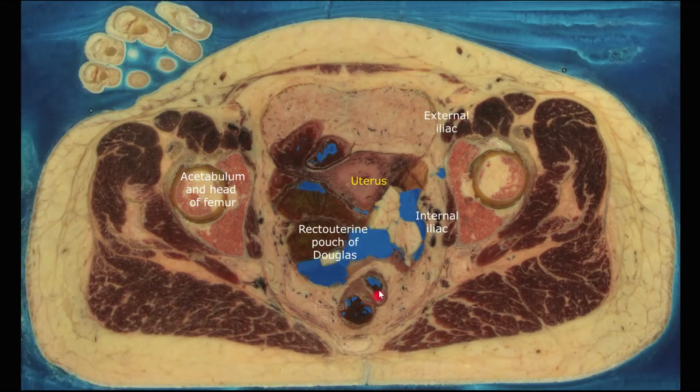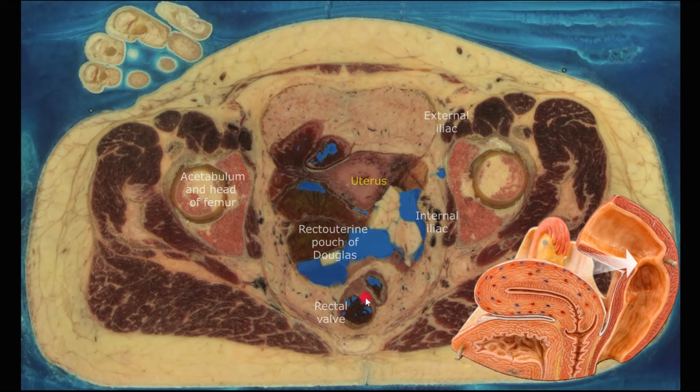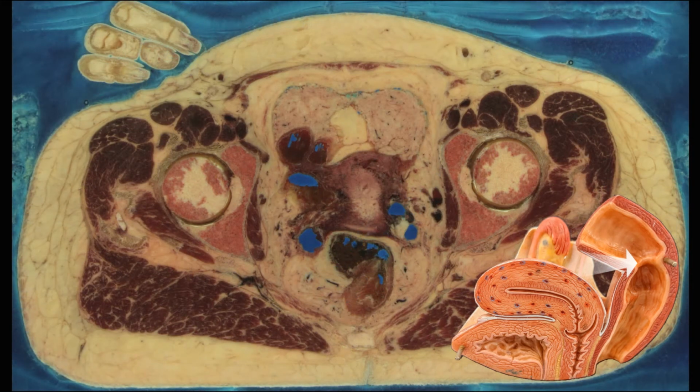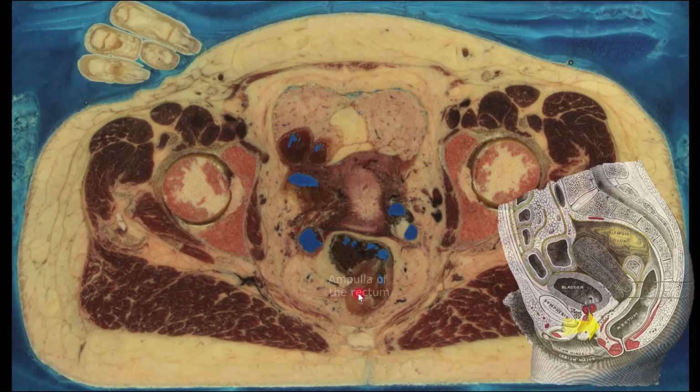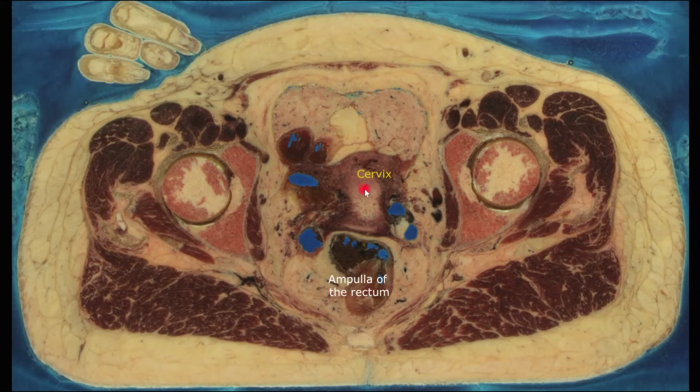Behind the uterus, this is the rectum, and you can see here one of the rectal valves of Houston. At a lower level, the rectum is a little bit bigger. It's now forming the ampulla of the rectum, the distended lower part of the rectum. More anteriorly is the cervix, and this is the cervical canal, and more anteriorly the roof of the urinary bladder.